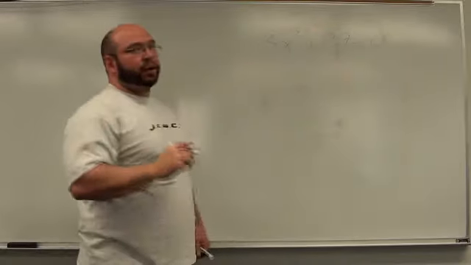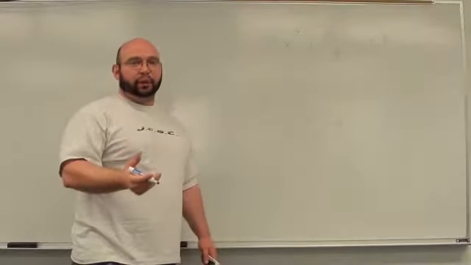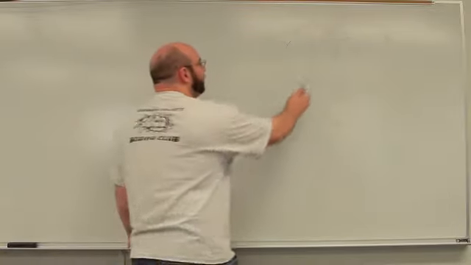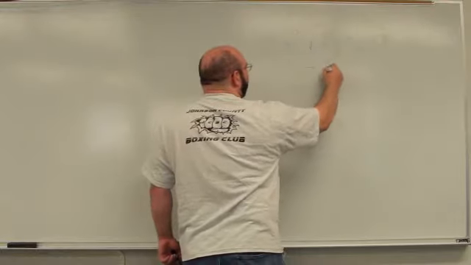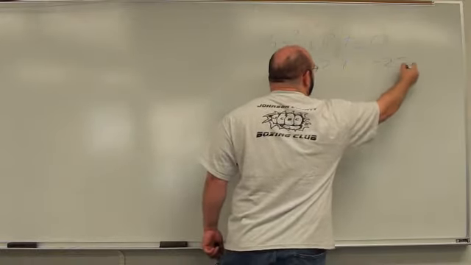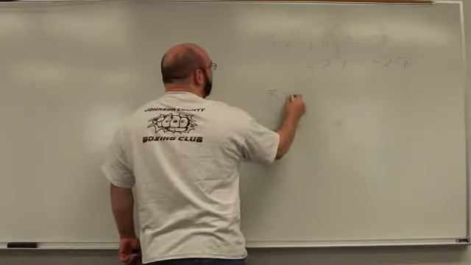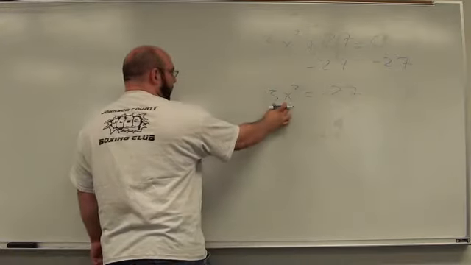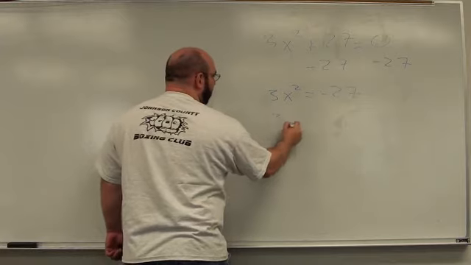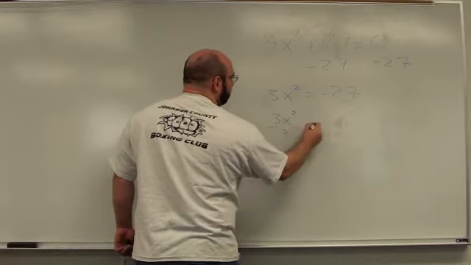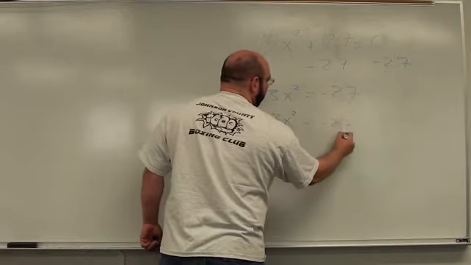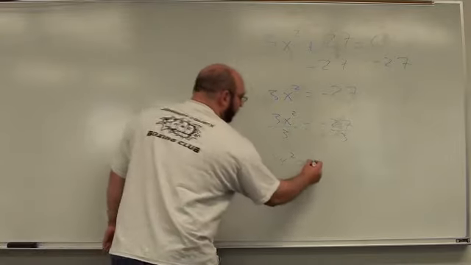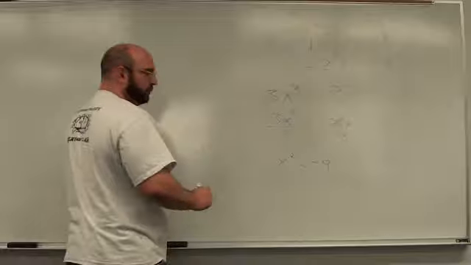All right, 3x squared plus 27 is equal to 0. So I want to isolate my x. Positive 27, so I subtract 27 from both sides. 3x squared is equal to negative 27. 3 is multiplying the x squared, so I'm going to divide both sides by 3. X squared is going to be equal to negative 9.